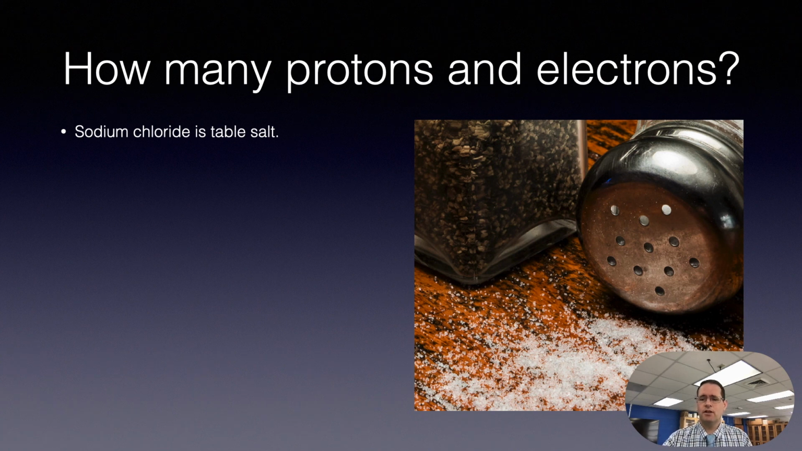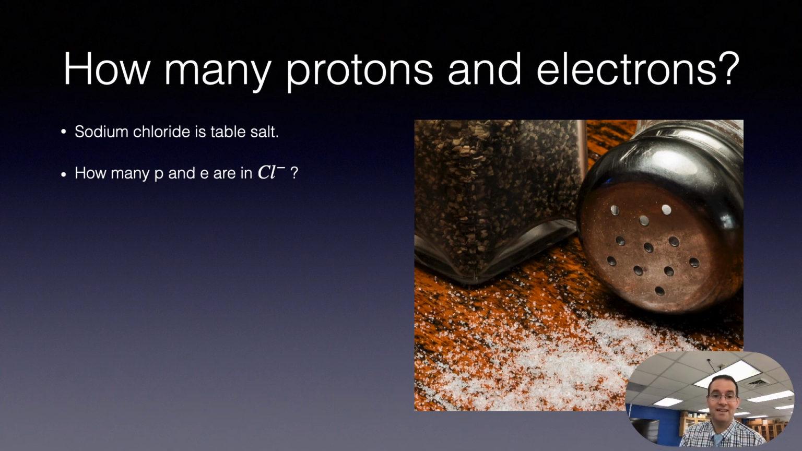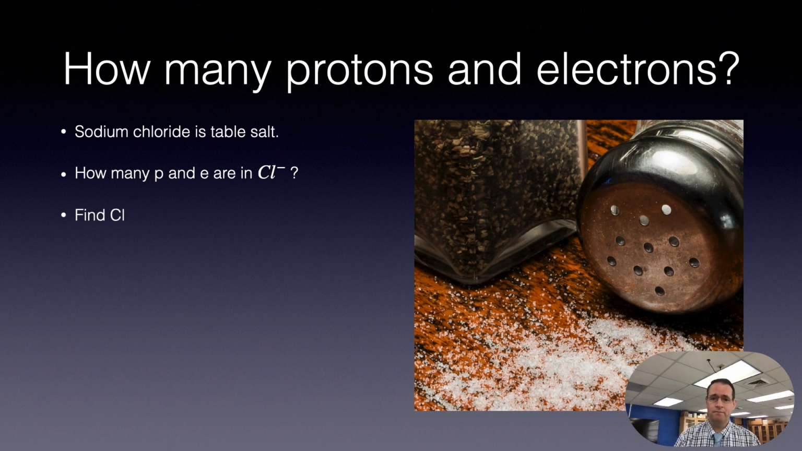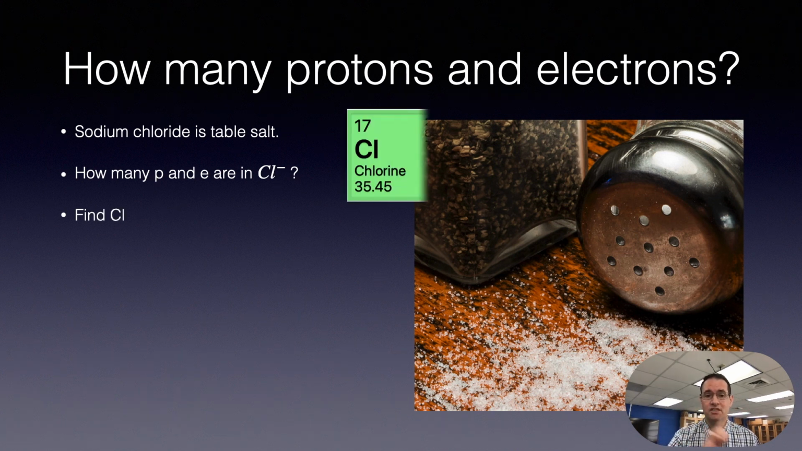All right, remember this picture here, probably from a video way back I made. This is sodium chloride, which is table salt. And the question here is how many protons and electrons are in Cl-? That's all we're given, Cl-. So you want to look, of course, on your periodic table and find Cl on the periodic table. I found it on the right-hand side. It's element number 17.